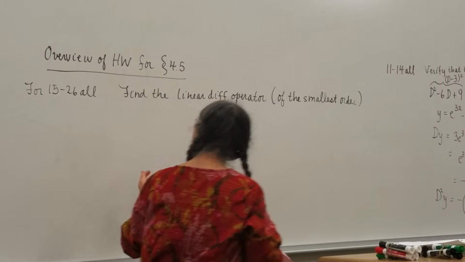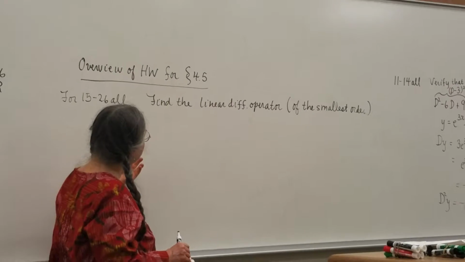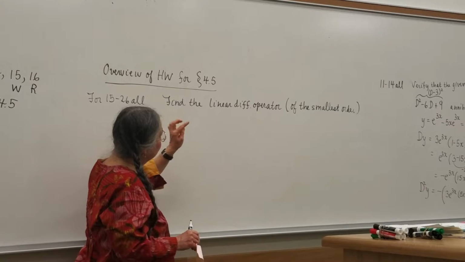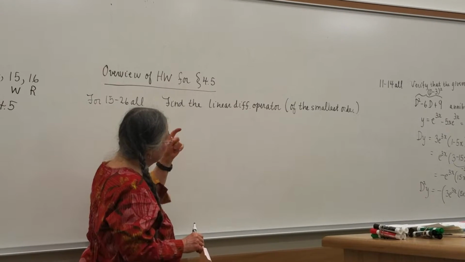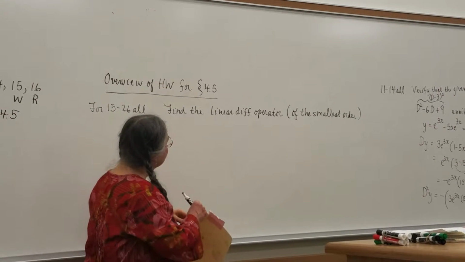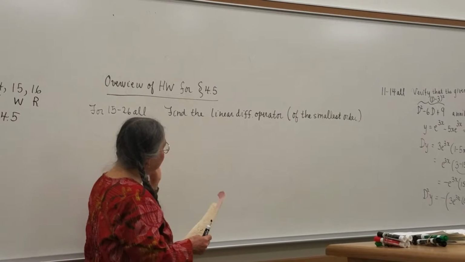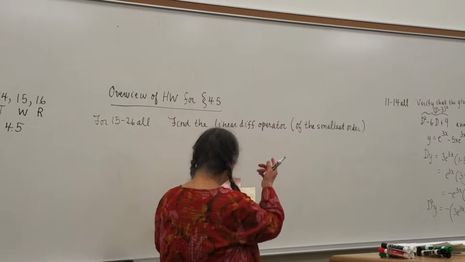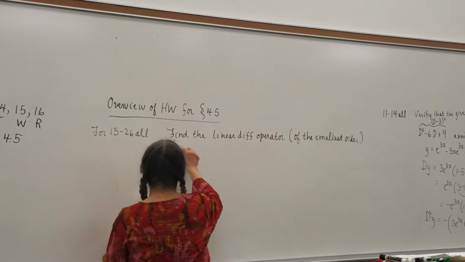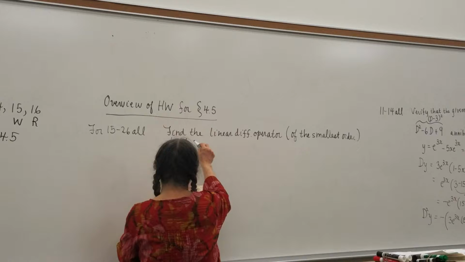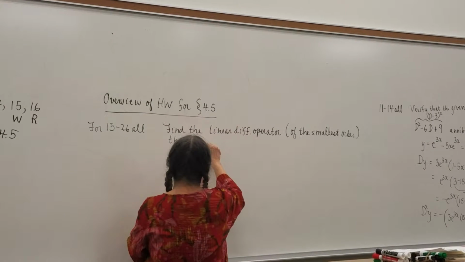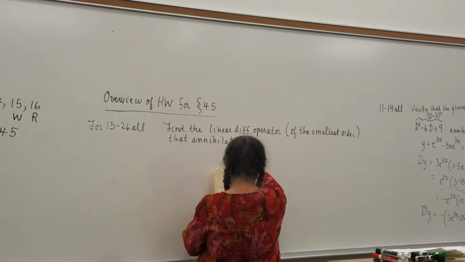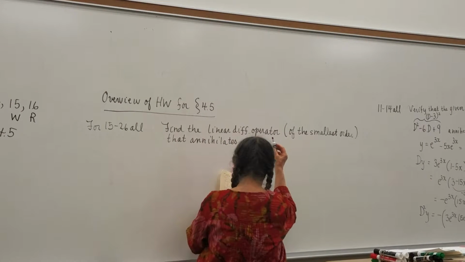So anyway, on your test, if I ask you for a differential operator and then an annihilator, I'll say of the smallest order, meaning pick the power that's the least that you need to annihilate a function. The text used to say that. I don't know why he dropped that out of there, because you don't want people to use a bigger order than you need. So that annihilates the given function.